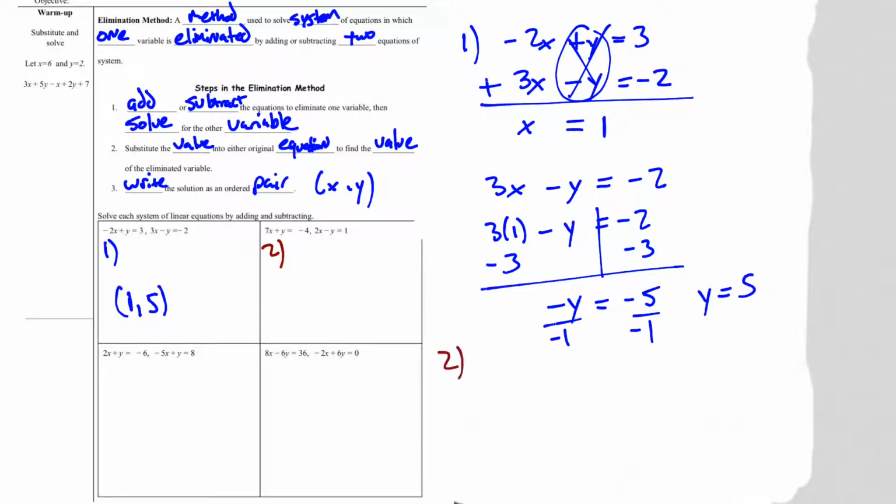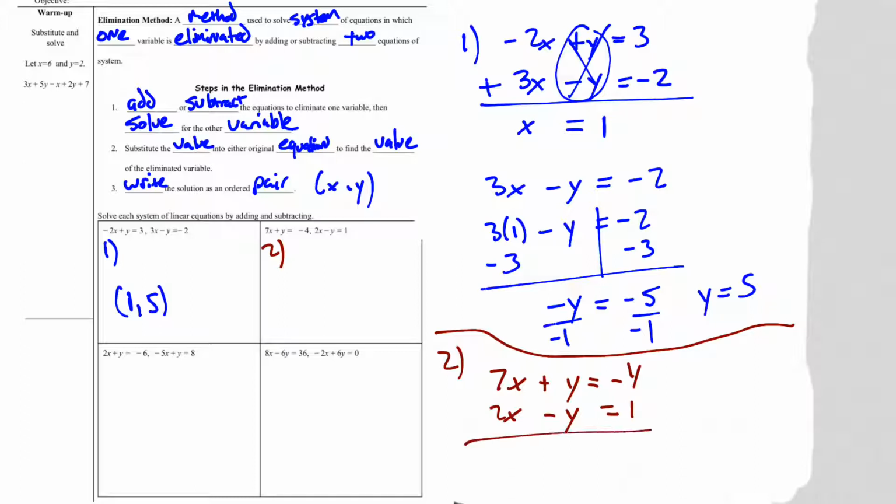Number 2, I'm going to write right here. If I have 7x plus y is equal to negative 4, and then 2x minus y is equal to 1, I can add these two equations together. 7 and 2 make 9x, and the y terms become 0. 9x is equal to negative 4 and positive 1, so 9x is equal to negative 3. Divide both sides by 9. x is equal to negative 1/3.